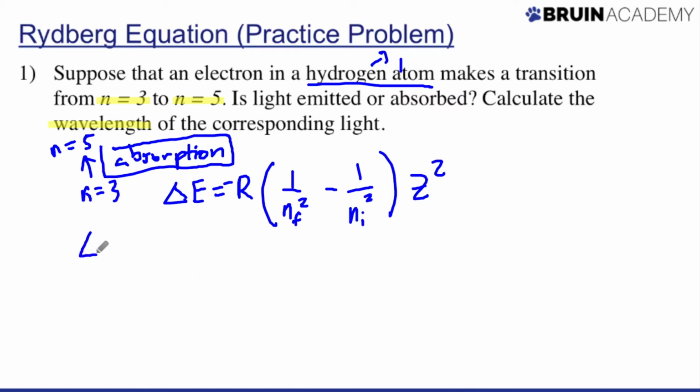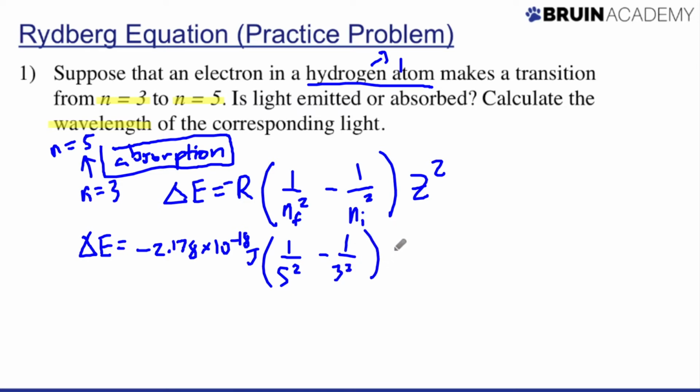So we know that for delta E, that's equal to Rydberg. So that's negative 2.178 times 10 to the negative 18 joules, times 1 over nF, which is my final, that's going to be n equals 5. So that's 5 squared, minus 1 over my initial, which is 3 squared, so that's going to be 9. And then Z squared is just 1 squared. All right, and then we plug this into our calculator. We can solve for delta E, and we get a value of 1.55 times 10 to the negative 19 joules.